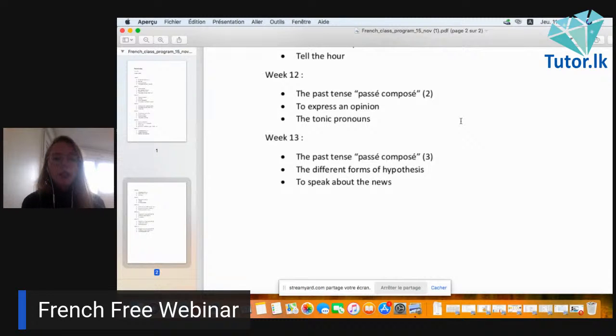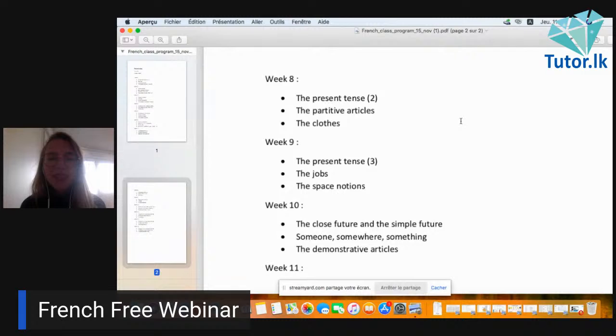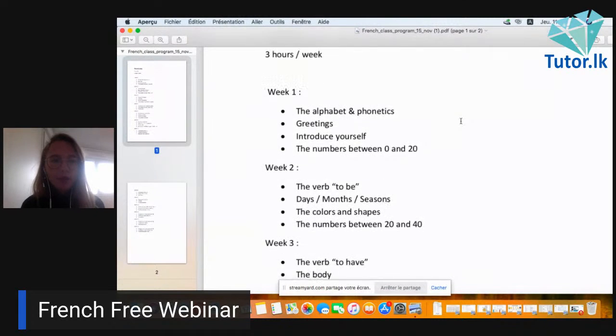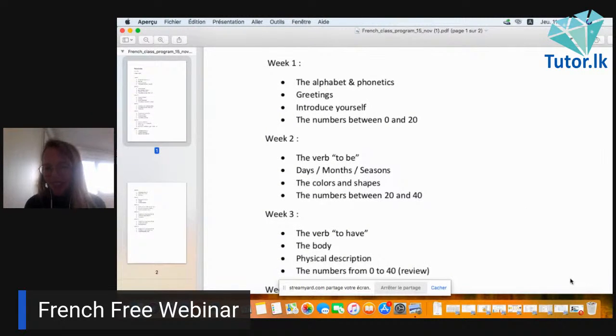And the last week, we'll see again the past tense, which is also important, it's very used in the oral language in French, so that's why I wanted to focus on this tense too. And we'll see the different forms of hypothesis and how to speak about the news, like an introduction to speak about the actuality and topics, etc. So that's it. It's a bit tense. It's a lot, but it's interesting to begin.